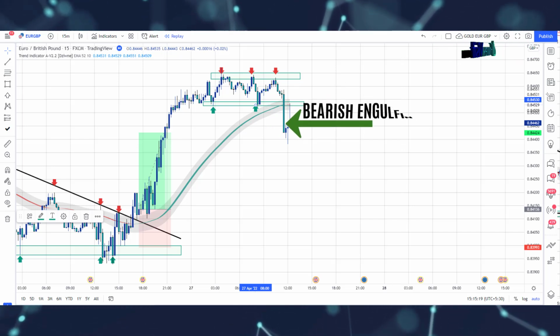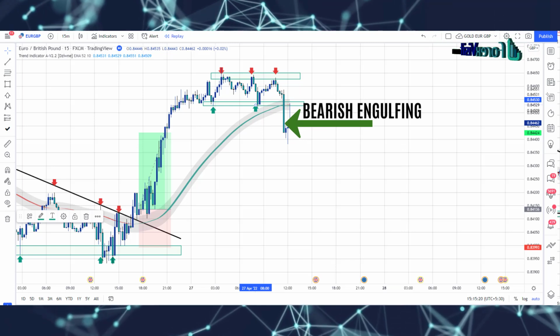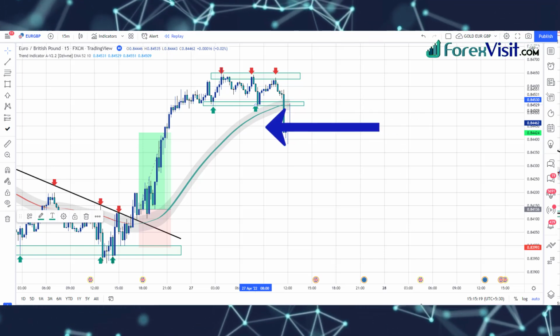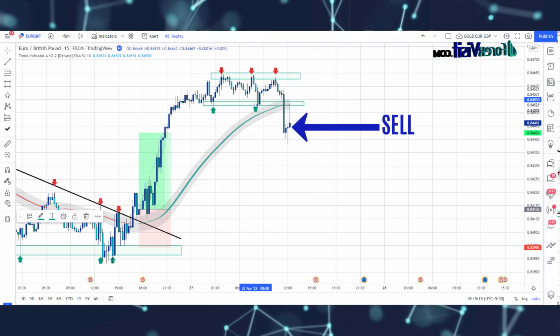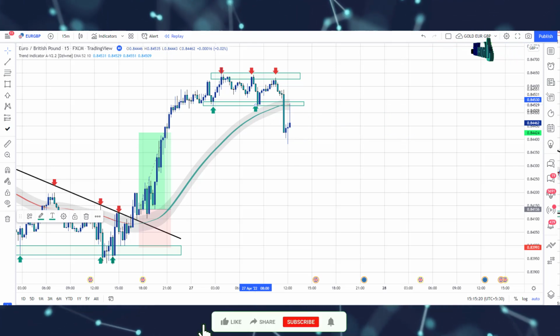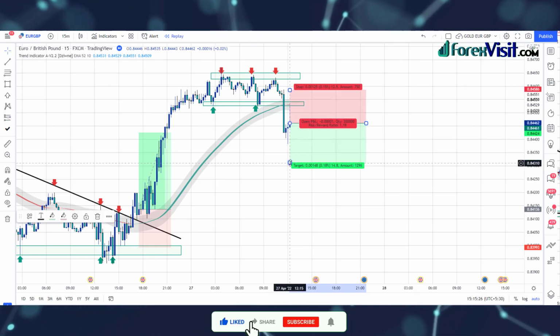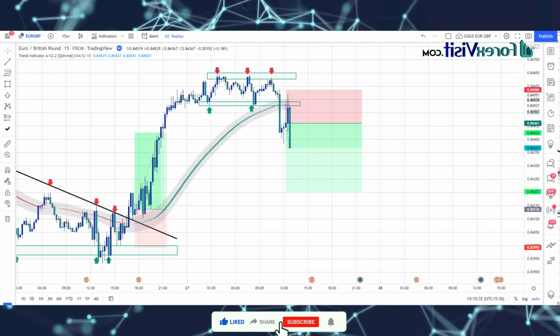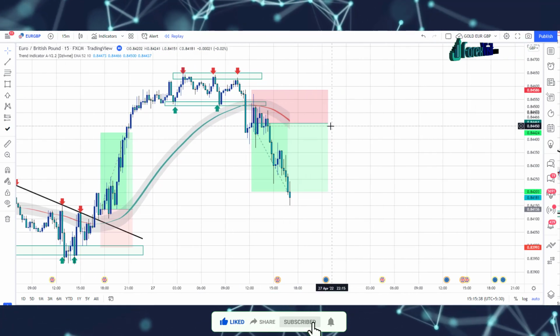And we got engulfing candle along with bearish candle confirmation. So here we place the sell trade and our risk to reward ratio is 1:2. We won this trade.